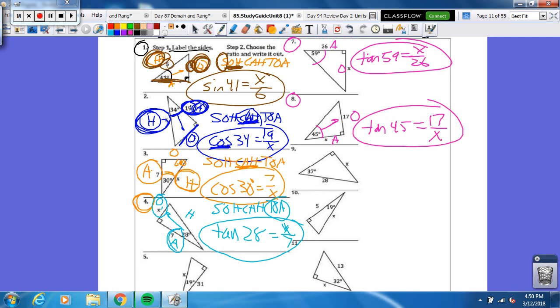Good work. Now you have a few more to work on. 9, 10, 11. Try and do those on your own. Raise your hand if you are confused, and your teacher will help you. Good work today.